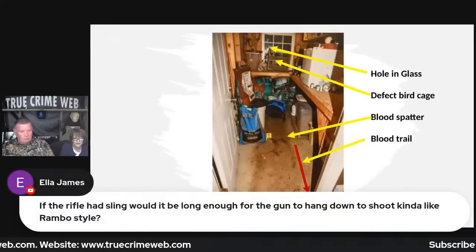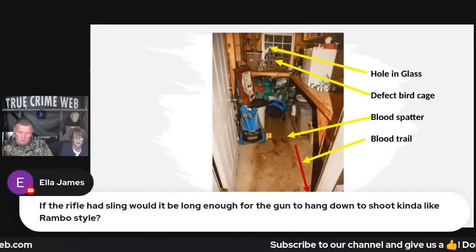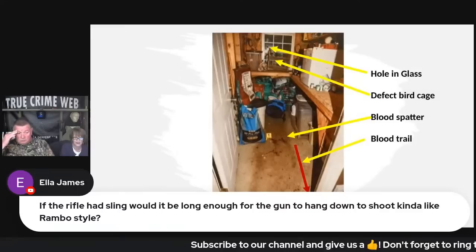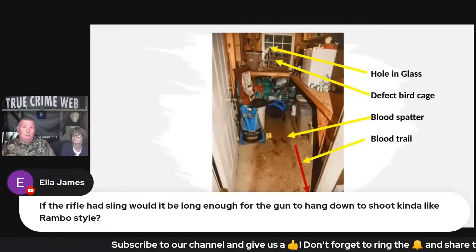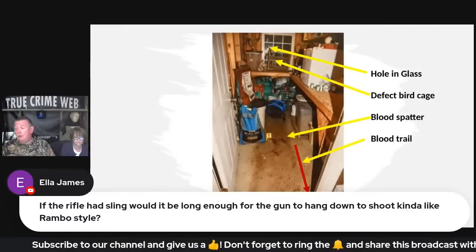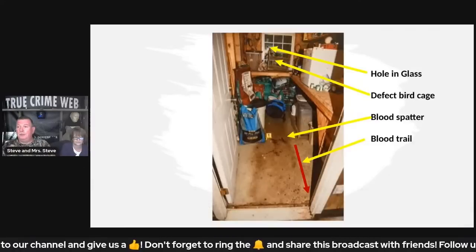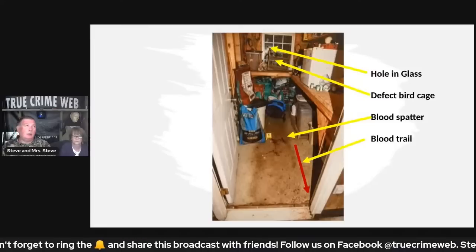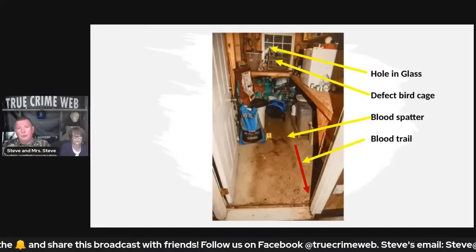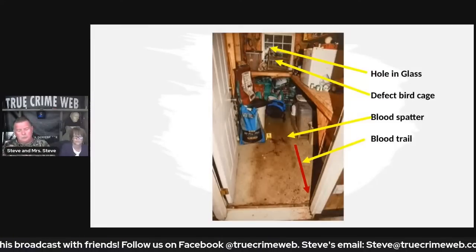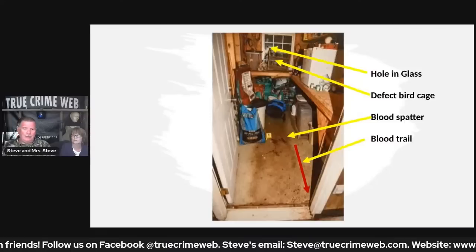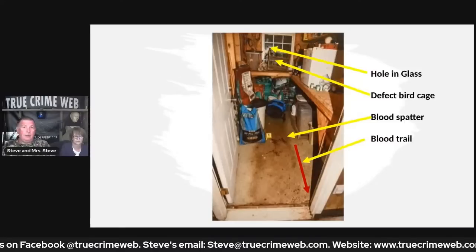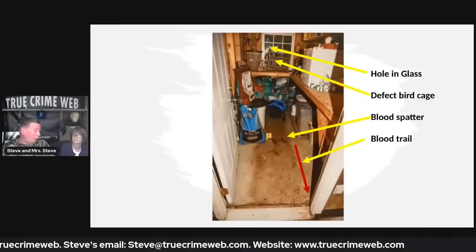All right. And Ella, James, if the rifle had a sling, would it be long enough for the gun to hang down to shoot, kind of like Rambo style? Anything's possible. Yes, absolutely. Some of them are carried in such a manner, but some of the more tactical ones are just up under the arm and where they'll come straight up into the shoulder. I don't know what type of sling system those firearms had, shotgun or the rifle.